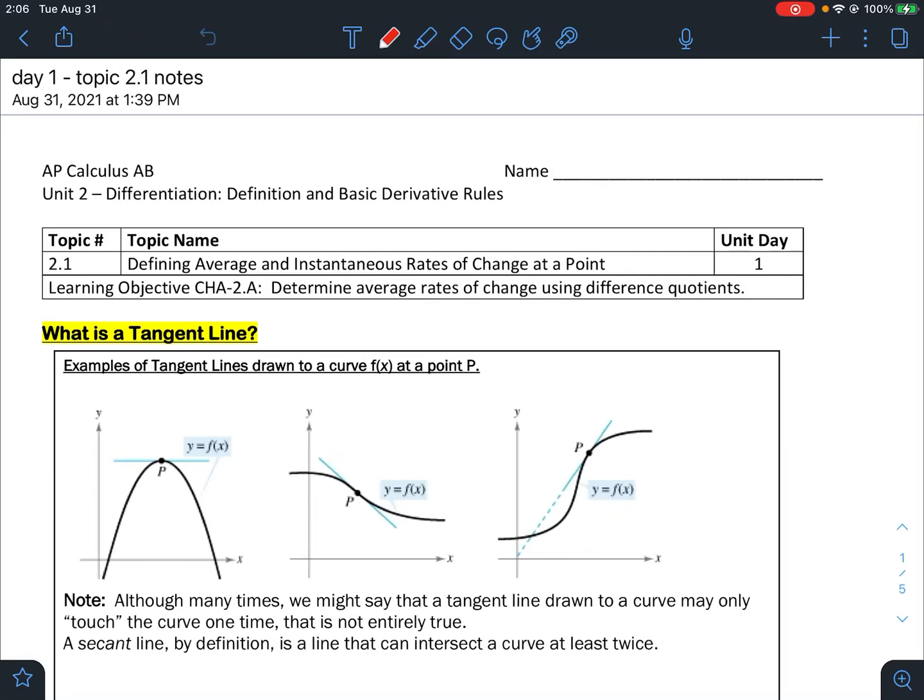All right, everybody, welcome to our second calculus unit. This unit is about differentiation. We're going to talk about the definition of it and some basic rules of it later on in this unit. But to start today, we're just going to talk about defining the average rate of change versus the instantaneous rate of change at a point.